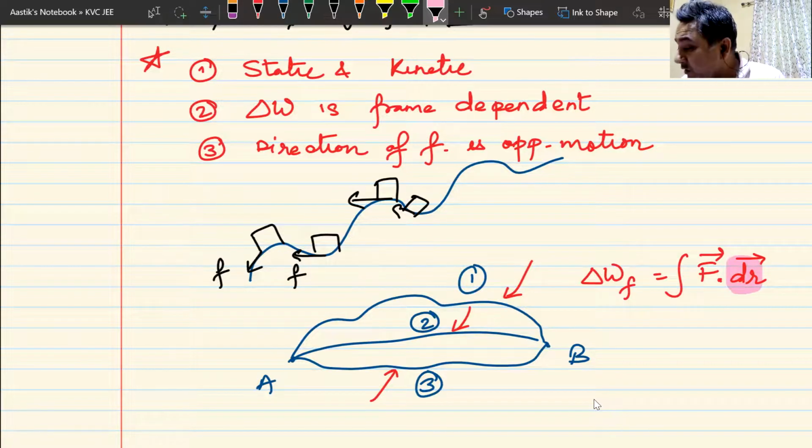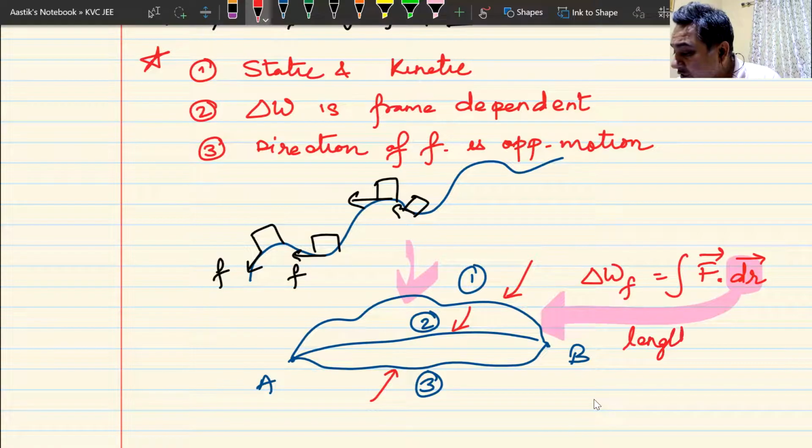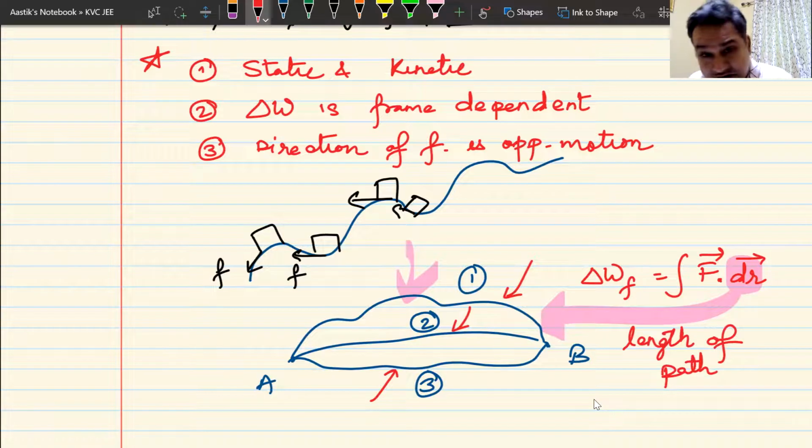So whenever you are finding out the work done by friction, you must think about the path, which path it is following. And in case of kinetic friction, delta r will be the length of your path. It cannot be the displacement. It has to be the length of path. And that is how the definition of work done by this force changes, because it does not depend on displacement. It keeps on continuously changing its direction. Do not think of displacement in kinetic friction. Always think about the path in kinetic friction.